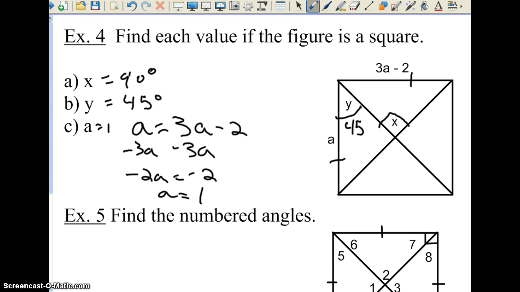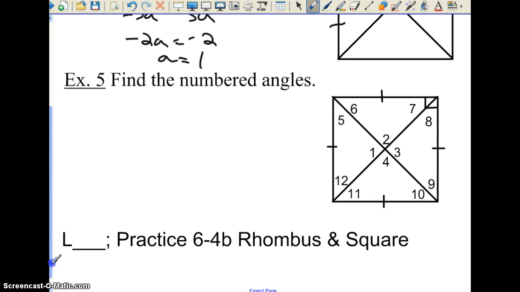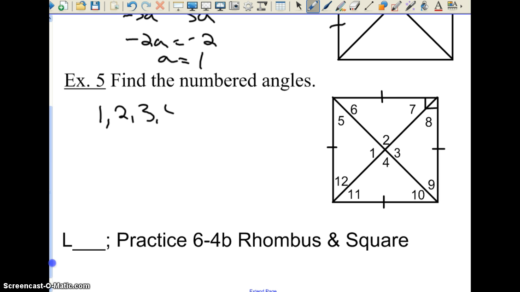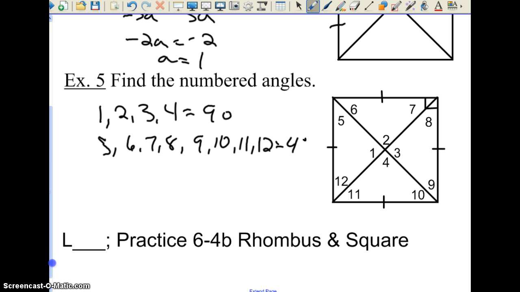45 degrees. Example 5. Find the numbered angles. There's a lot of them right here. As we go through this, we know 1, 2, 3, and 4 are all equal to 90. We know everything else. 5, 6, 7, 8, 9, 10, 11, and 12 all equal 45 degrees.